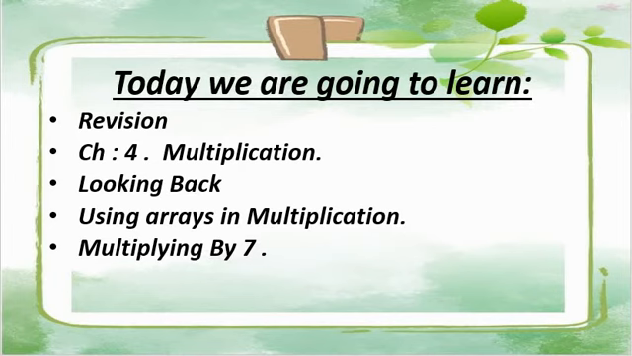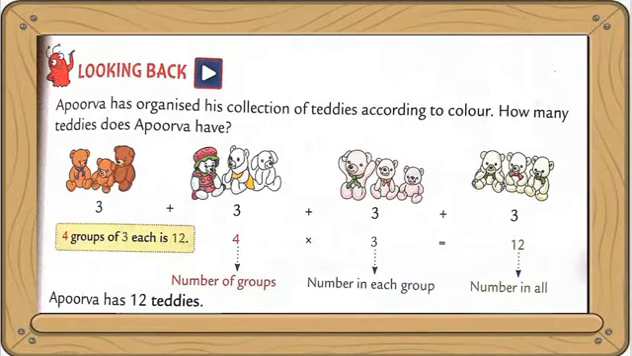So now let's check what we have done in previous sessions. First of all, we learned all these things. In the last session we did these, but again I'll repeat them. Looking back, Apurva has organized his collection of teddies according to color. Apurva is the name of a boy, and he has organized his collection of teddies. Teddies here means teddy bears, according to color.